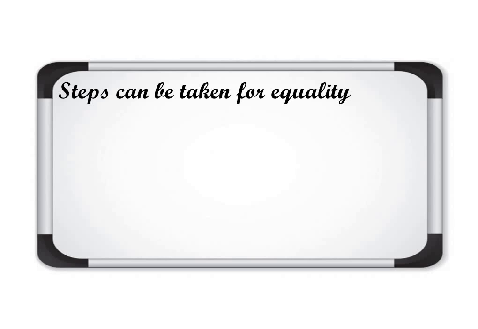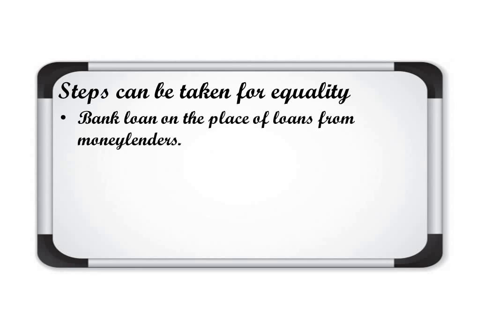Some steps can be taken by the government, like bank loans in place of loans from money lenders. For bringing equality there, the farmers who are in need of a loan, the government should help them. Government should ask the banks to give the loan instead of farmers taking loans from money lenders, because money lenders give the loan to the farmers at a very high interest rate.